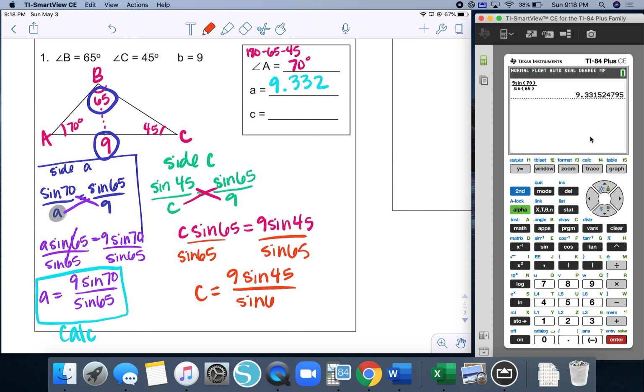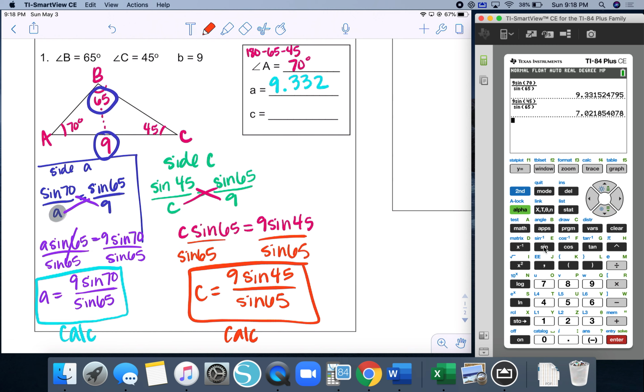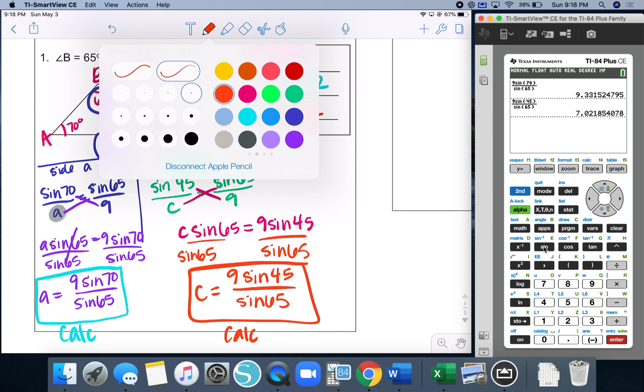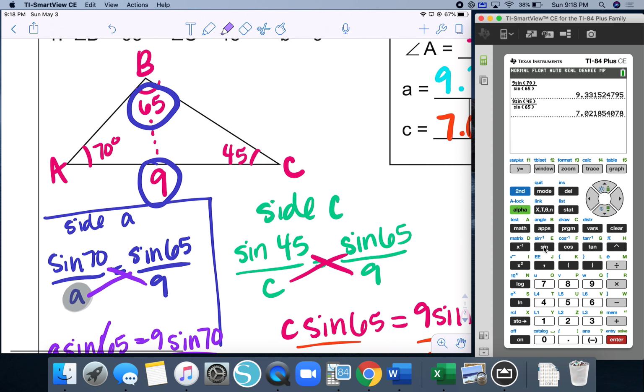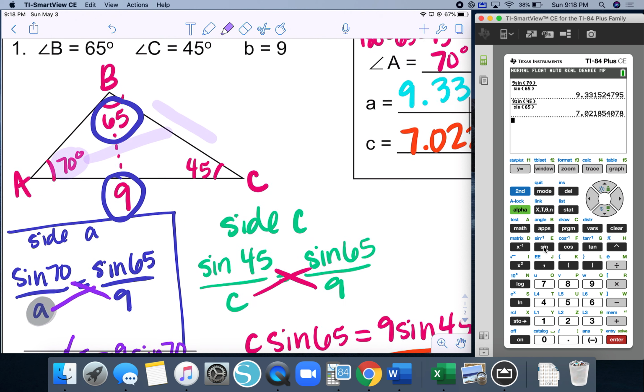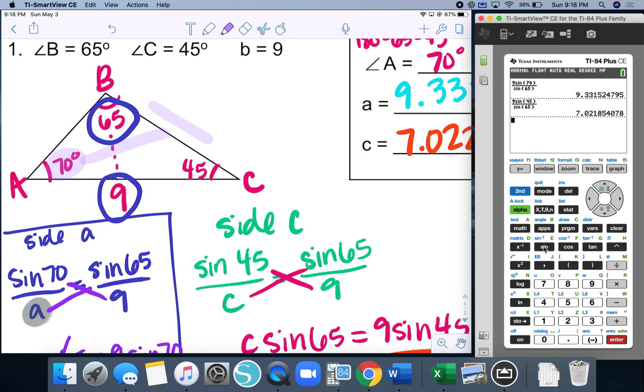So 9 sine 45 over sine 65, and I get 7.022. Okay, now I want to remind you of something. The biggest side should be across from the biggest angle. So side A being 9.332 makes sense.